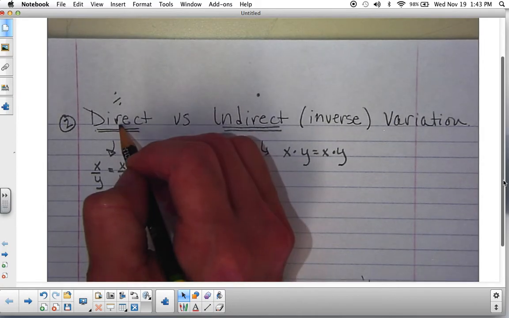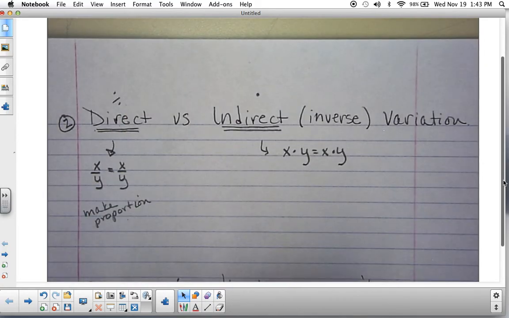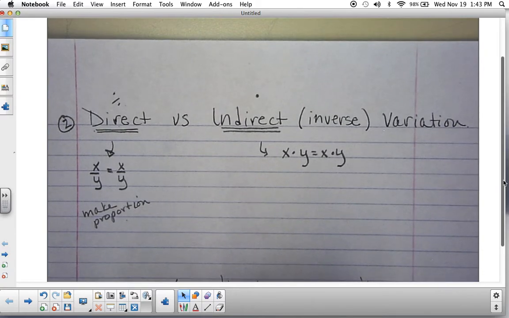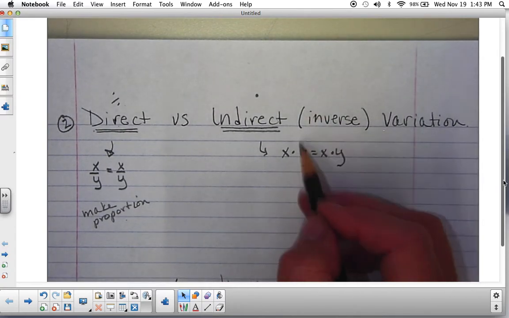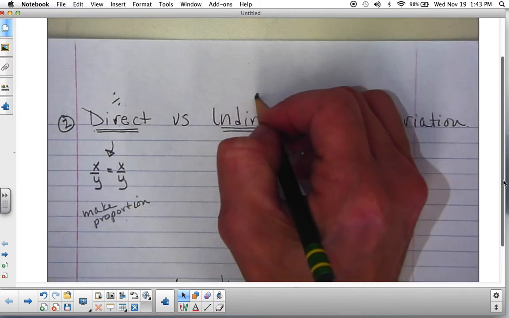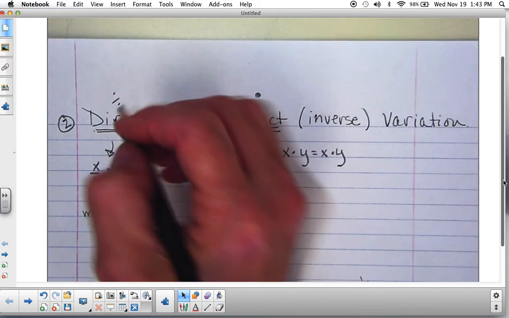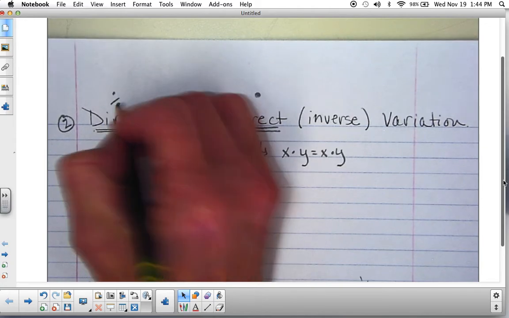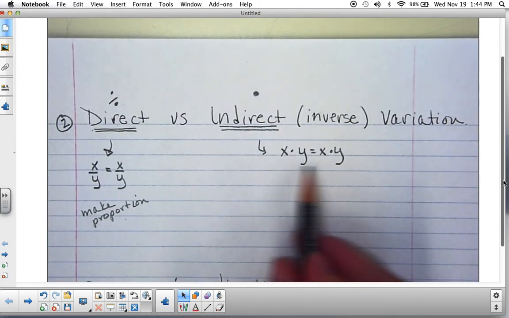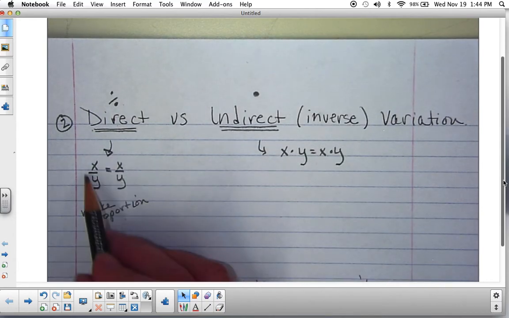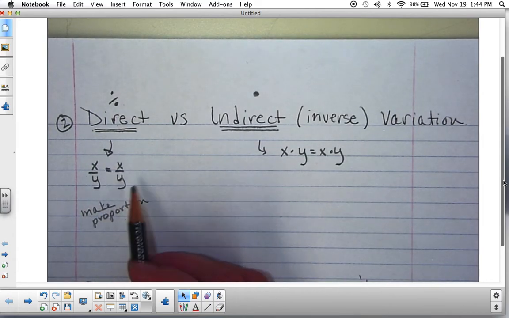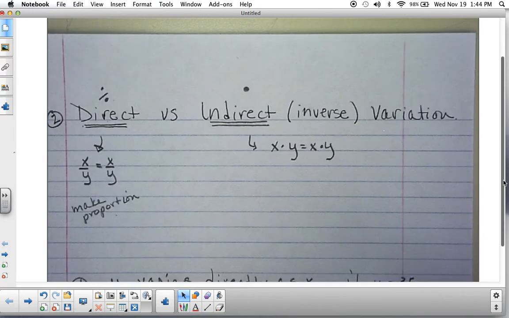So direct means divide the 2 things, whatever the 2 letters are, the x and the y or the a and the b or whatever. Indirect, or inverse variation, we're going to multiply. So this one is multiplication, this one is division, and you set up your own little thing like this, and then we just fill it in and solve. But you just need to know which operation to use for which type.